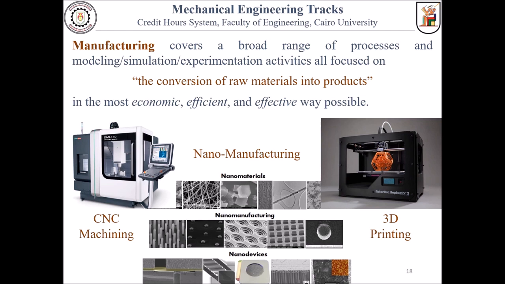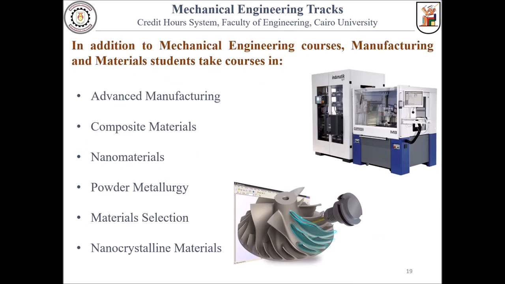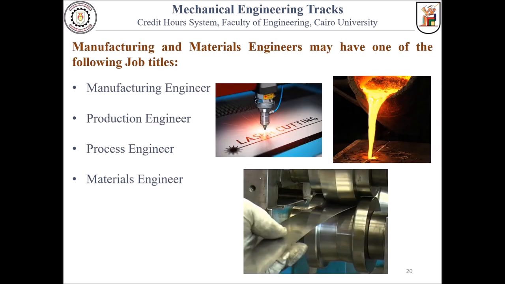Also, there is new manufacturing technique or modern manufacturing technique like laser forming or 3D printing and others. الtopics taught advanced manufacturing beside traditional manufacturing. And composite materials, nano material, powder metallurgy, how to select a material for certain application, and nanocrystalline materials. الجوب تايتلز في التراك بتاع manufacturing and material: manufacturing engineer in the whole manufacturing fields, and production engineer, process engineer, and material engineer.